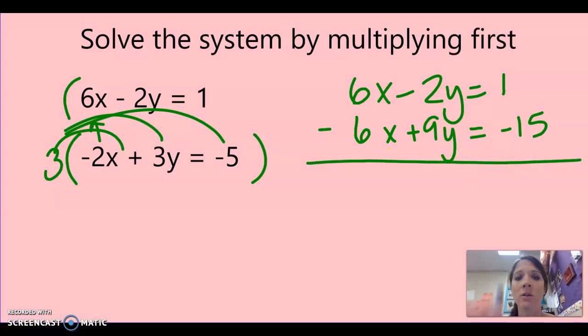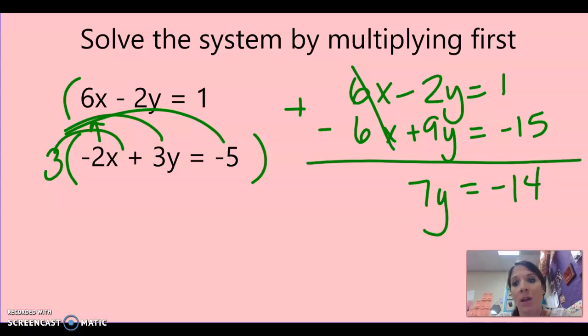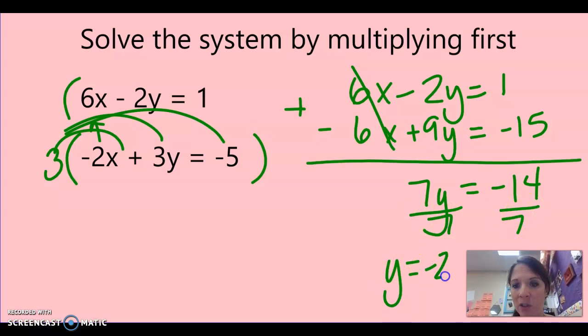Okay, so now you're going to see that the 6s cancel. Now remember, I like to add first, so what we want is one that's opposite of each other. I've got 6x and negative 6x, those cancel. I've got a negative 2 plus 9, which gives me 7y. And then I've got a 1 and a negative 15, which gives me negative 14. Well, I just have to divide by 7, and I get that y equals negative 2.